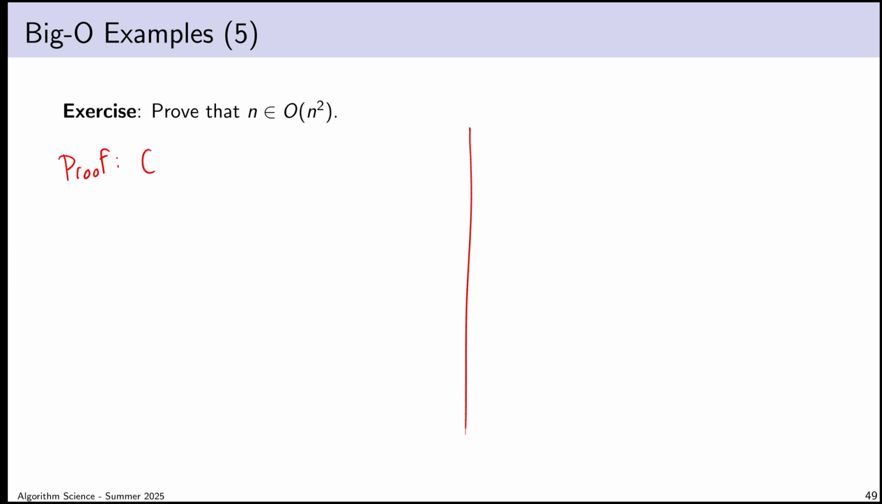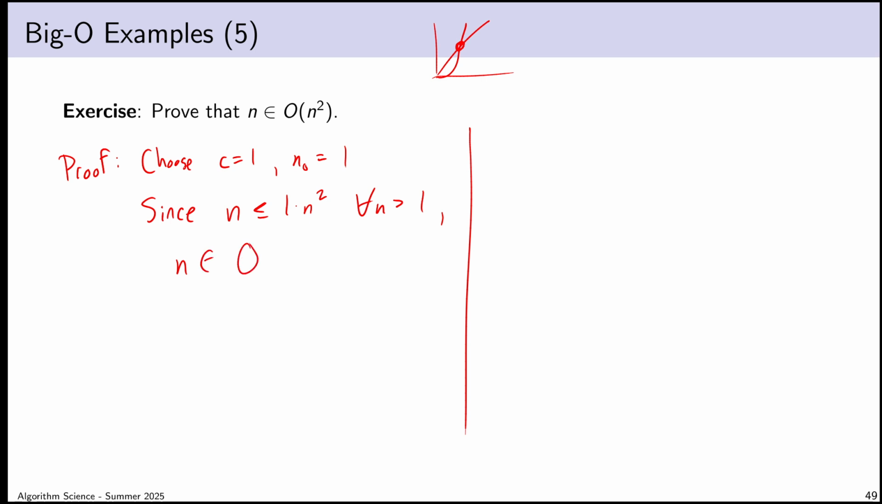Let's try this. So let's sketch out n and n squared. So here's n, and then there's n squared, more or less. That's not very good, but more or less. So I observed that after some reasonable time, I guess after n equals 1, n squared is always greater than n. But just to be safe, I could even say n equals 10. So I'm going to choose c equal to 1 and n naught equal to, let's do 1. Since we have n is less than or equal to 1 times n squared for all n greater than 1, then we have that n is big O of n squared.